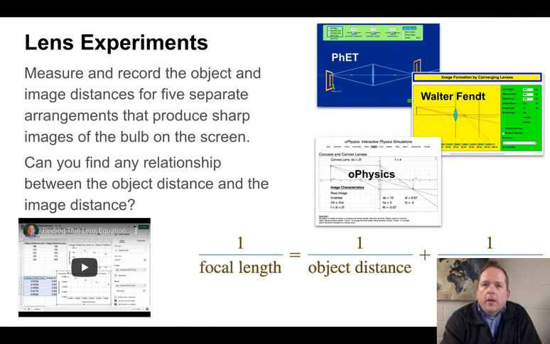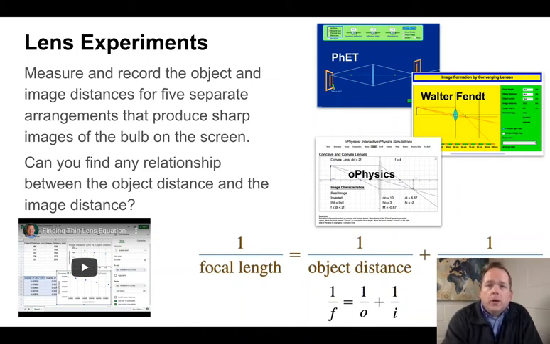So it's a little bit odd. It has this inverse term arrangement, but you can use this if you know 2 of the 3 pieces of information about a lens system to predict what the third one is. If you like shorthand, Bloomfield's going to use an O and an I for object distance and image distance.